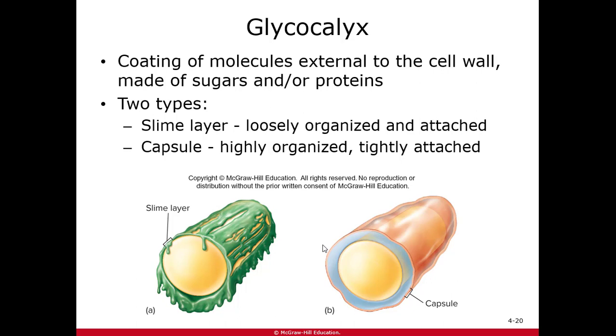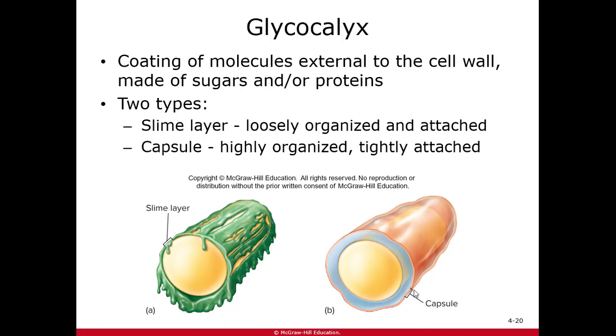One is called a slime layer, and you can see down below here that yes, it kind of looks a little slimy. It's loosely attached. It is more water soluble, and usually the bacteria that are found in more moist environments would have a slime layer. And they can also have a capsule, which is a lot more organized. It's this outside structure here.